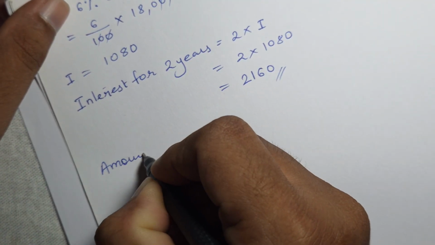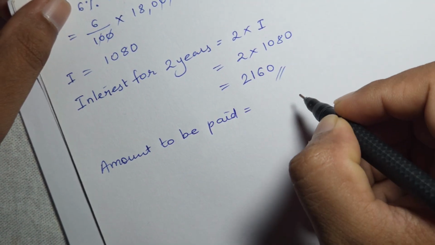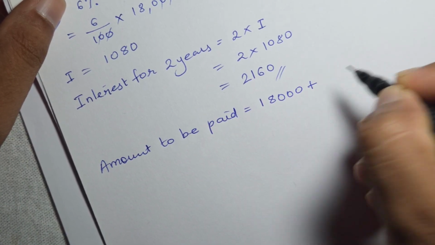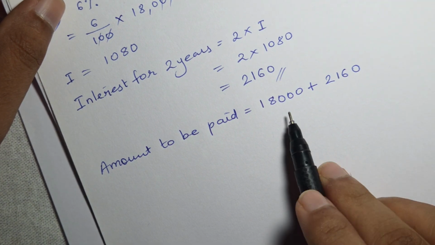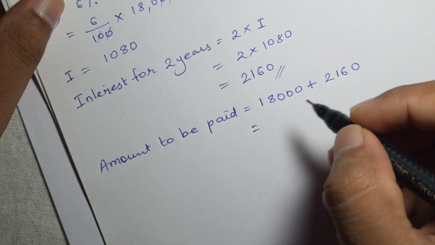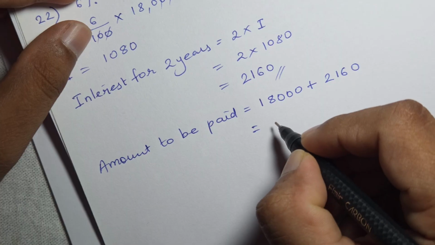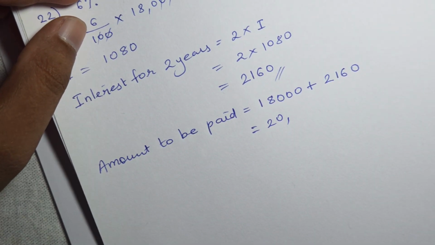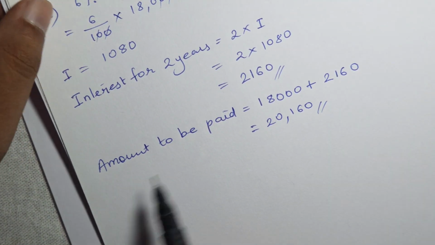What was the initial amount? Amount to be paid. What was the initial amount? It was 18,000, correct, plus the interest. So the formula I'm using here is principal plus interest, correct? So 18,000 plus the interest will give you 20,160, correct? And this is your amount to be paid.